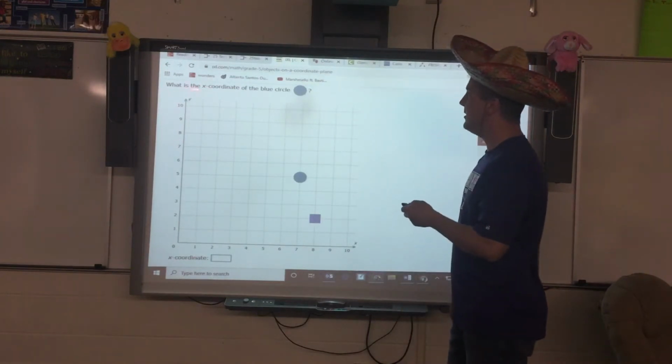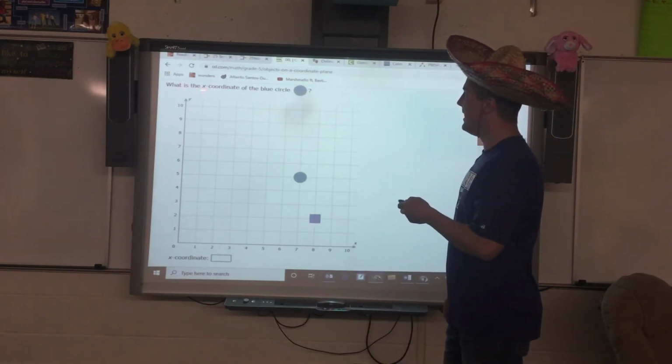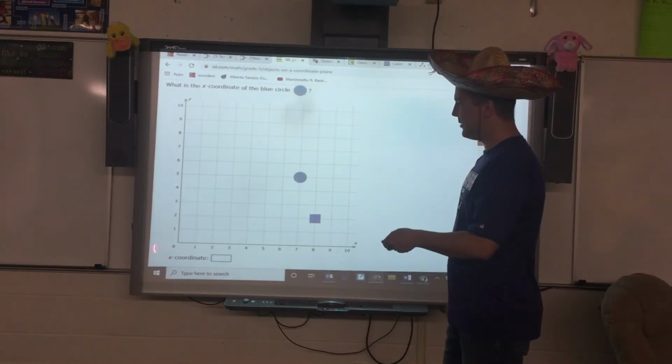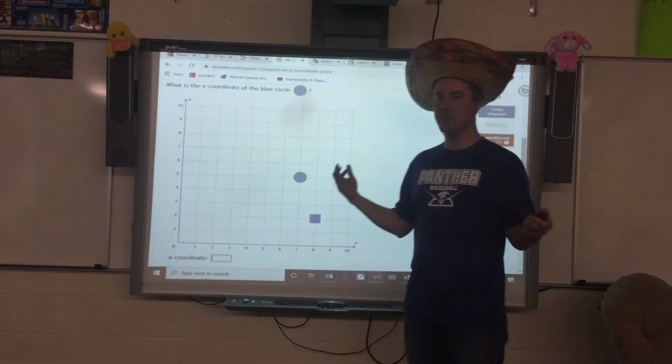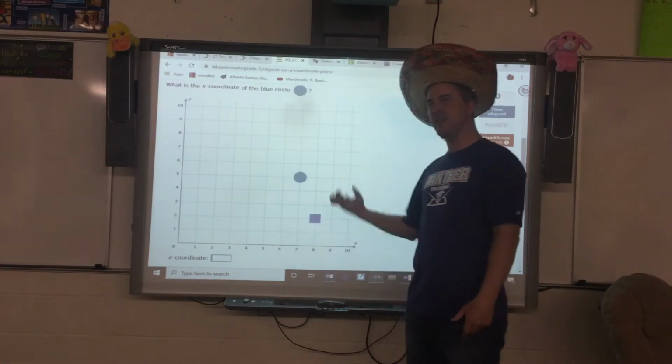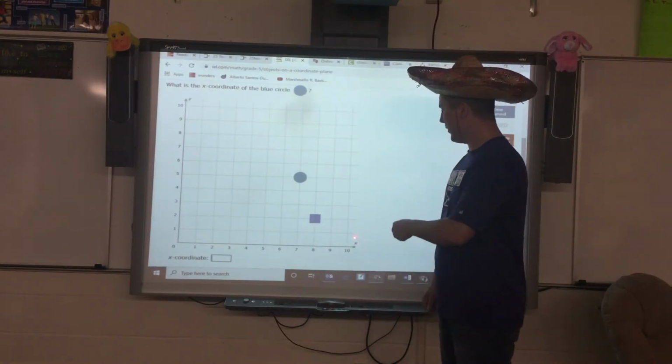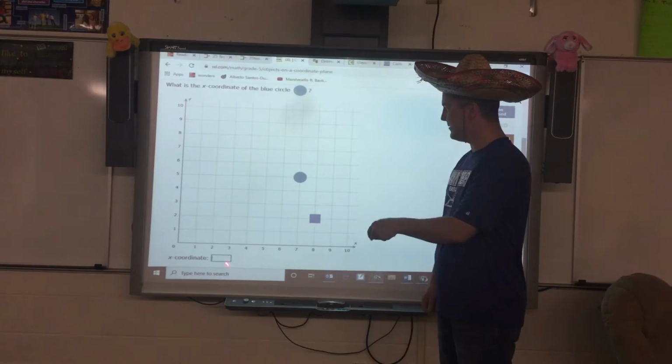But the big thing up here, x-coordinate. What x-coordinate is the blue circle? So we go to the blue circle. If I had to start at my origin, I go over 1, 2, 3, 4, 5, 6, and 7. We don't have to worry about the y one yet. We're just breaking it down. But for the most part, you guys, I think you're going to get this concept really easily. But we go to the x. I go over 7, so my answer is going to be 7.